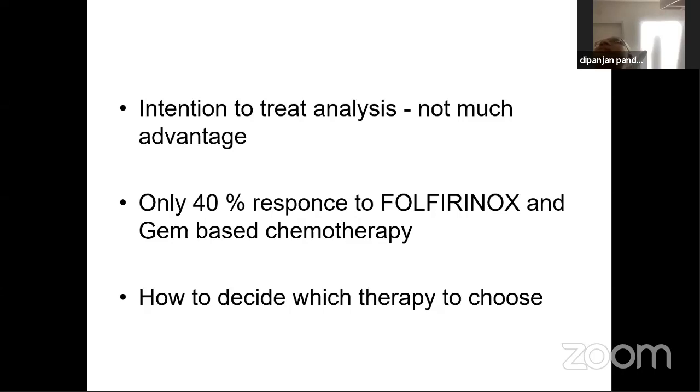And since then, I'm using modified FOLFIRINOX without much complication. In fact, to be honest, it is not 40%. If you look at the retrospective study from the Heidelberg group, it is almost 61% resection rate, and so is the Karolinska group. Whereas gem-nab-paclitaxel, although a retrospective study, has shown in one study, if I remember, around 15 to 20% resection rate. So as far as resection rate is concerned, because I think you are asking for neoadjuvant, I think modified FOLFIRINOX is definitely a better option.